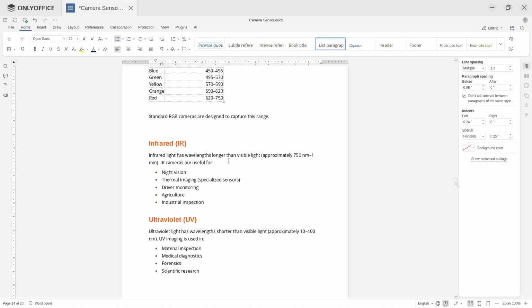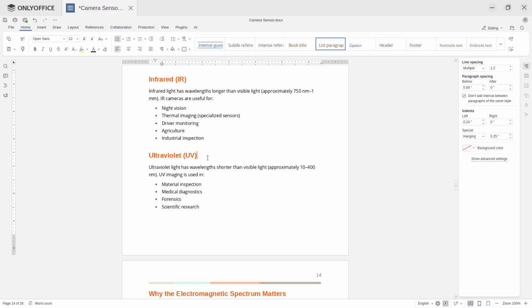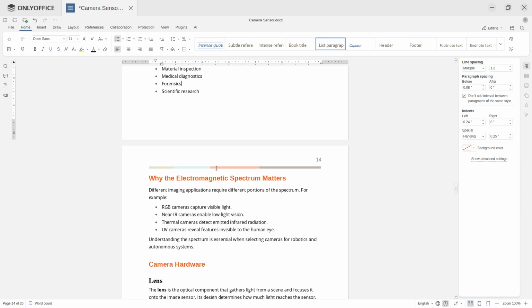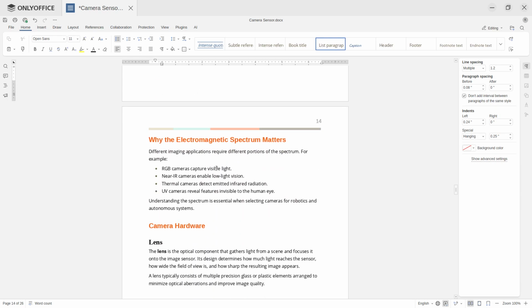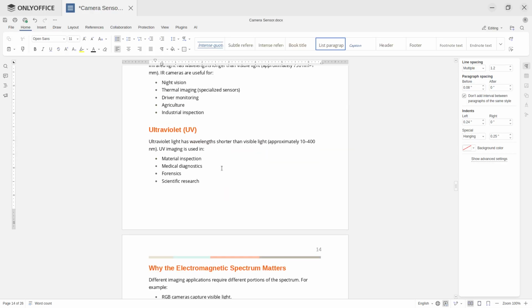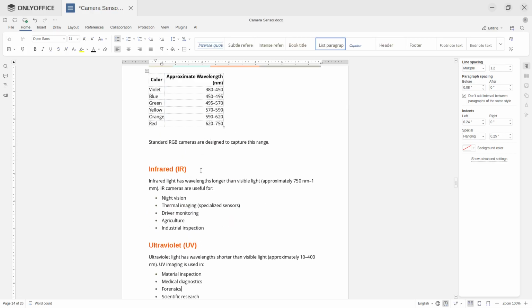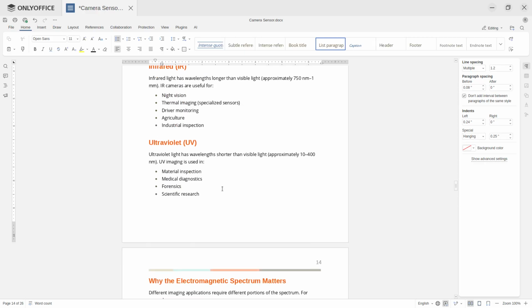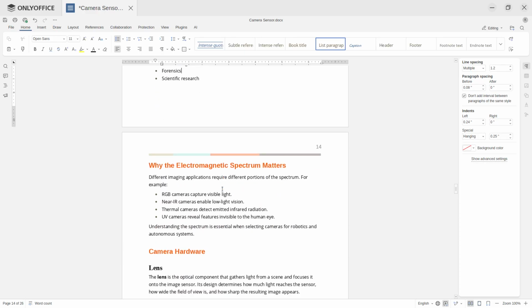Infrared light has a wavelength longer than visible light, approximately 750 nanometers to 1 mm. IR cameras are useful for night vision, thermal imaging, driver monitoring, agriculture and industrial inspection. Ultraviolet light has a wavelength shorter than visible, approximately 10 to 400 nanometers. UV imaging is used in material inspection, medical diagnosis, forensics, and scientific research. Very important. So you have ultraviolet, then visible, and then infrared. That is how the electromagnetic spectrum will look in terms of wavelength.